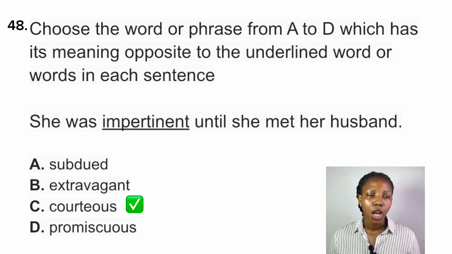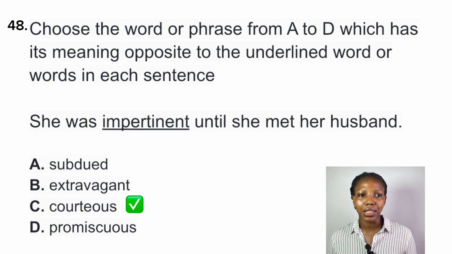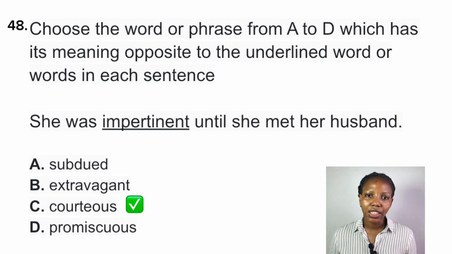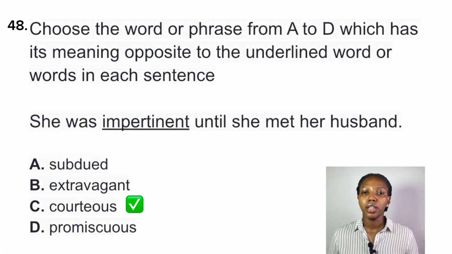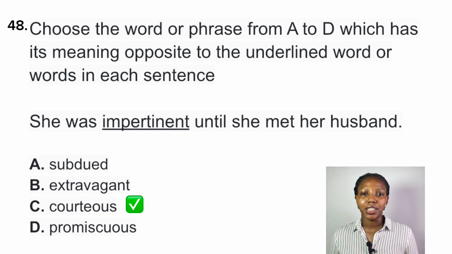It's really, really fast. But using the interpretation method, impertinent is lacking respect, being rude, impolite, bad-mannered, and all of that. Subdued is defeated. Extravagant is excessive spending. Promiscuous is engaging in sexual activity with several partners. Cautious is being polite, being respectful, and all of that. So option C is the final answer based on the interpretation method.